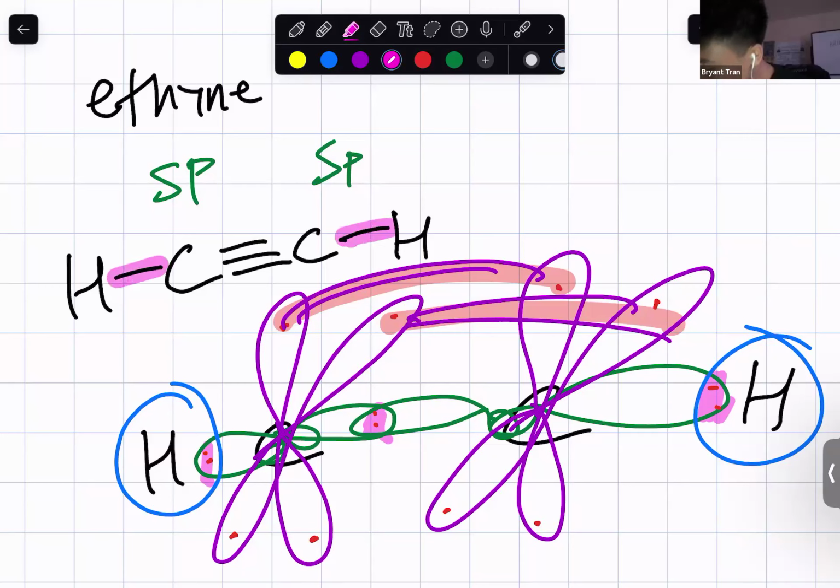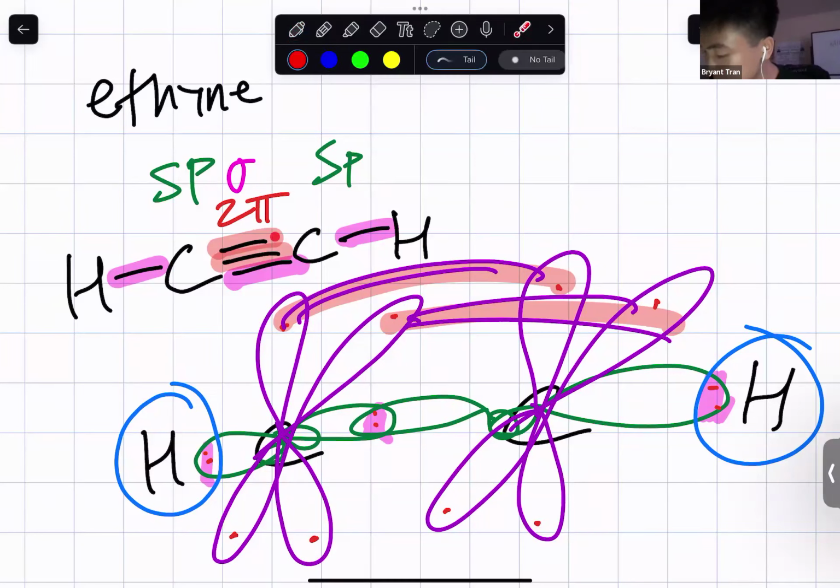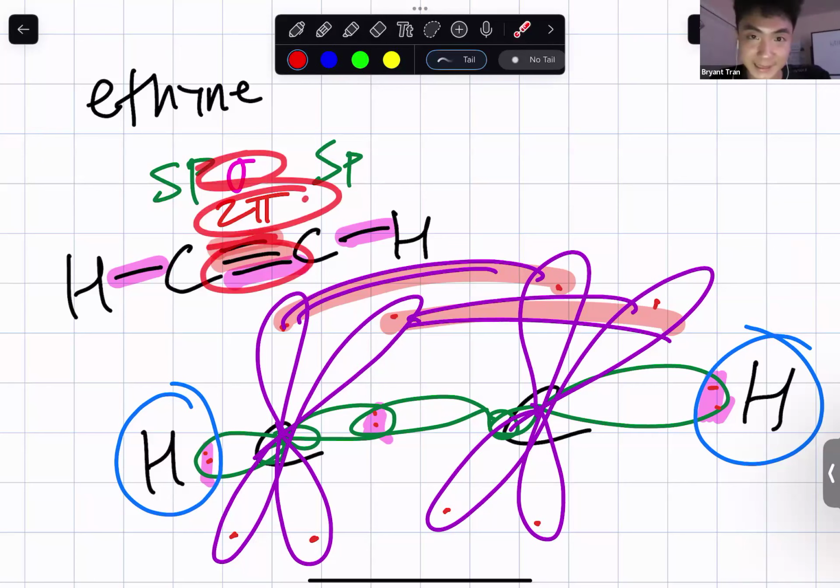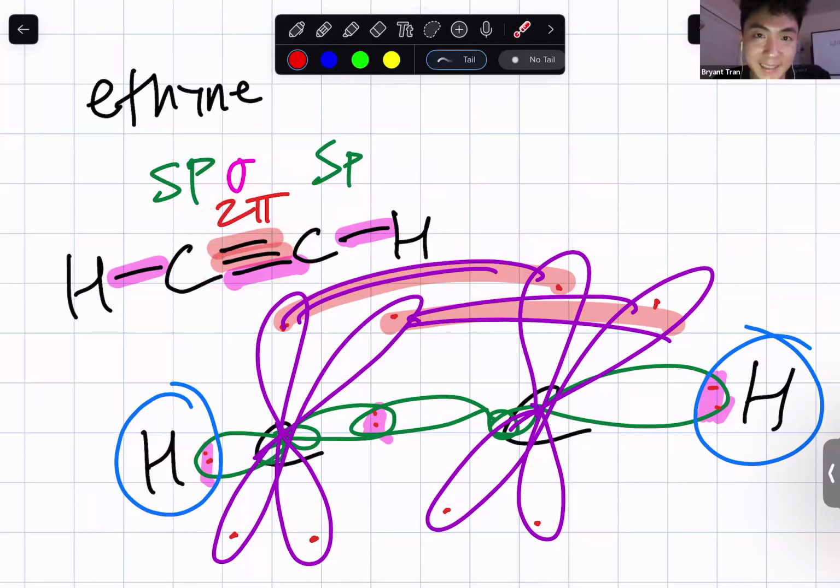This is a sigma bond, the head-on overlap, like they're directly touching each other. This is a sigma bond. One of them is a sigma bond, right in the middle. And then these two bonds here of the alkyne are the pi bonds. They're parallel to each other, right? So a triple bond will have one sigma bond and two pi bonds, like that. Okay.